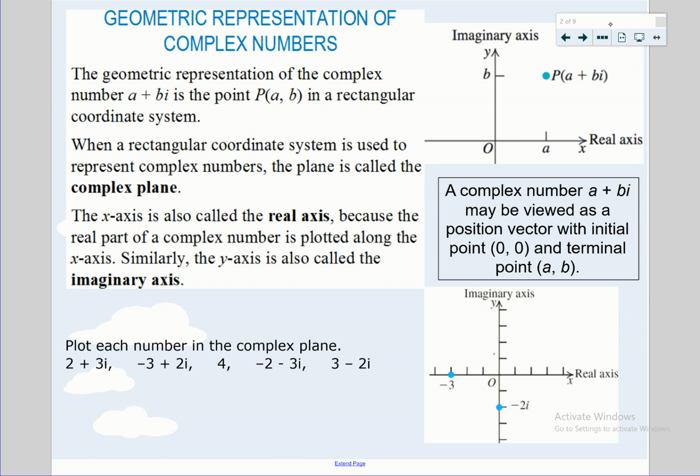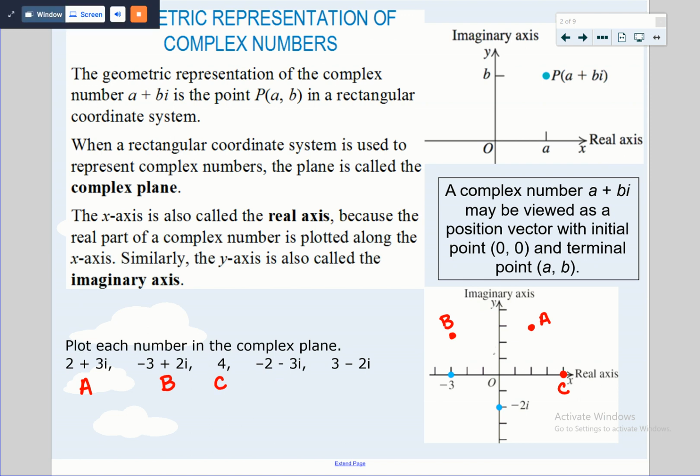Okay. So then let's say I wanted to plot 2 plus 3i. We'll call that point A. All right, so 2 plus 3i, I would go 2 to the right and 3 up. There's point A. Point B, -3 plus 2i. So I would go 3 to the left and 2 up. There's B. 4. So you can think of it as 4 plus 0i if you want to see both pieces of it, but it's just 4 units to the right. And we'll call that guy point C.